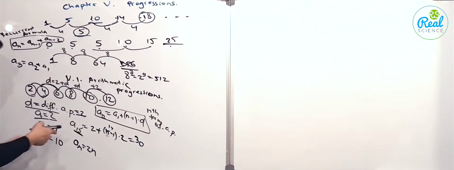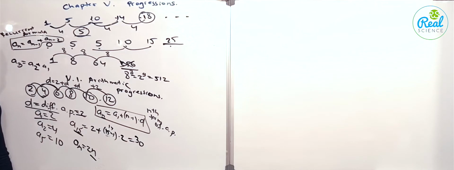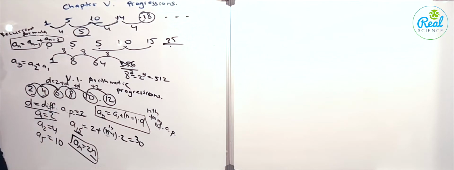This is a recurrent formula for this series, right? If you are looking for the 10th place, 10th index, you just multiply 10 by 2, it will be 20. Okay? This is a recurrent formula for this arithmetic progression. Okay? Only for this one.